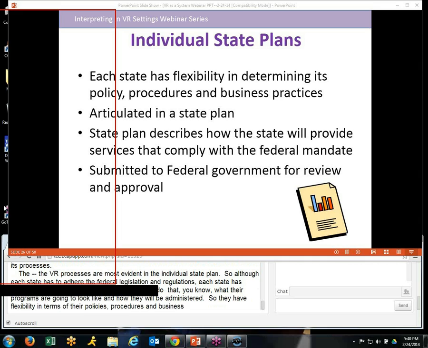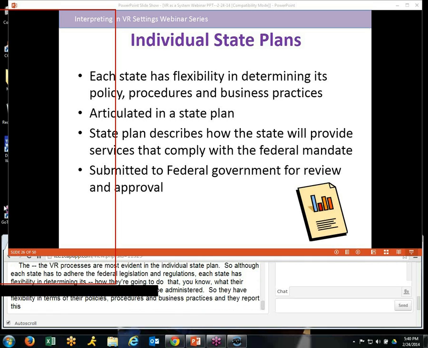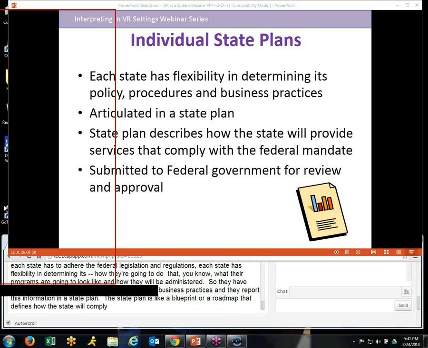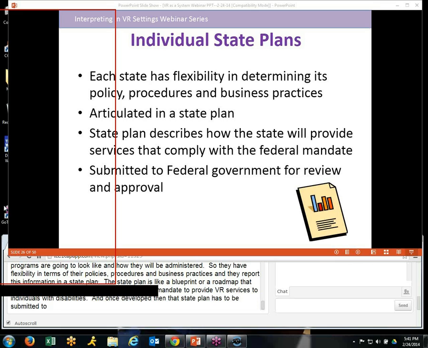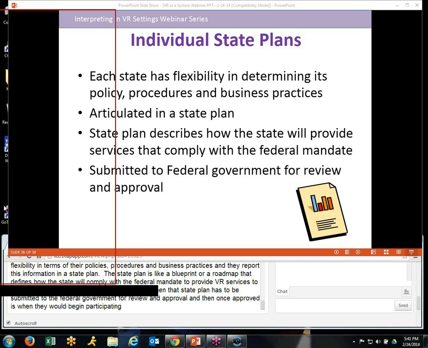And they report this information in a state plan. And the state plan is like a blueprint or a roadmap that defines how the state will comply with the federal mandate to provide VR services to individuals with disabilities. And once developed, then that state plan has to be submitted to the federal government for review and approval, and then once approved is when they would begin participating in that matching fund process.